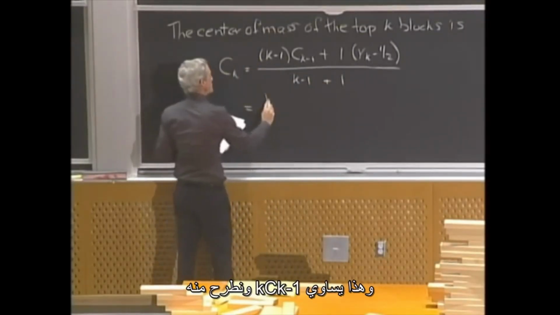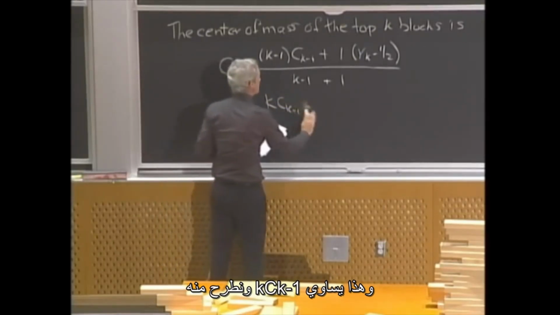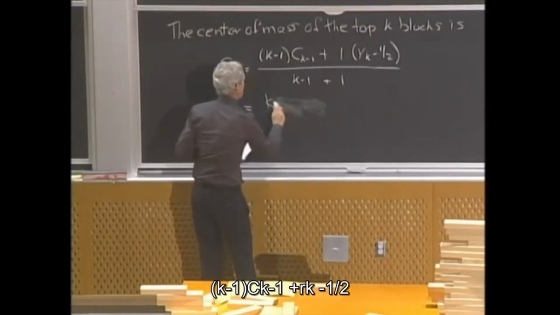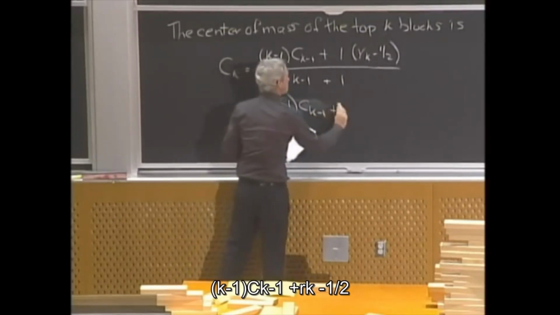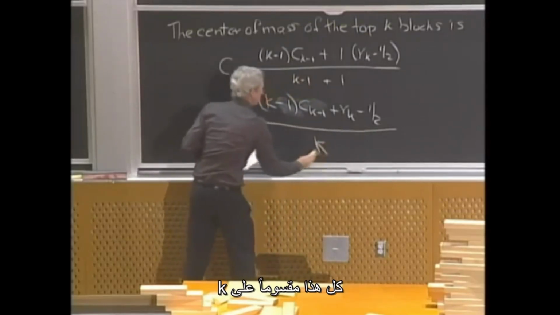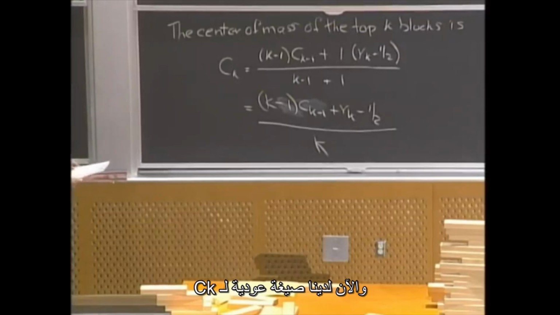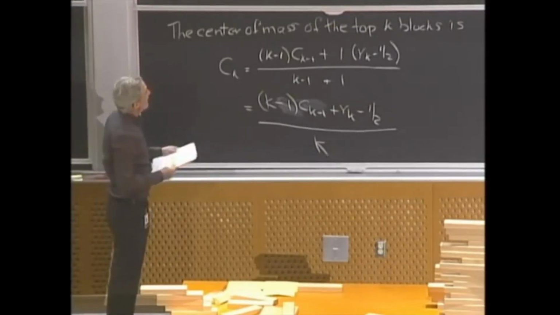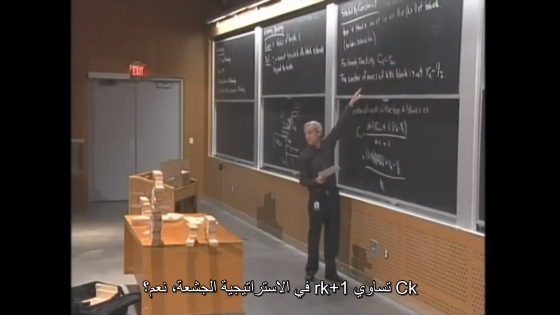So this equals k minus 1 Ck minus 1 plus Rk minus a half, all over k. All right, so now we've got an expression, a recursive expression for Ck. And to simplify it, we're going to plug in that Ck as Rk plus 1 for the greedy strategy.